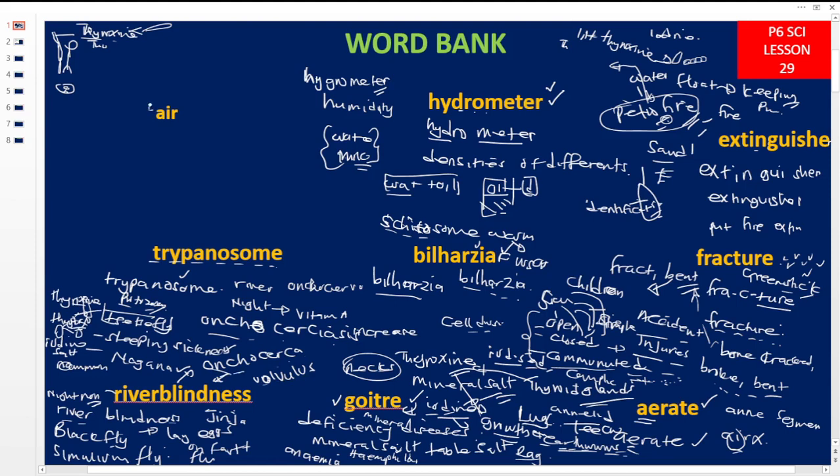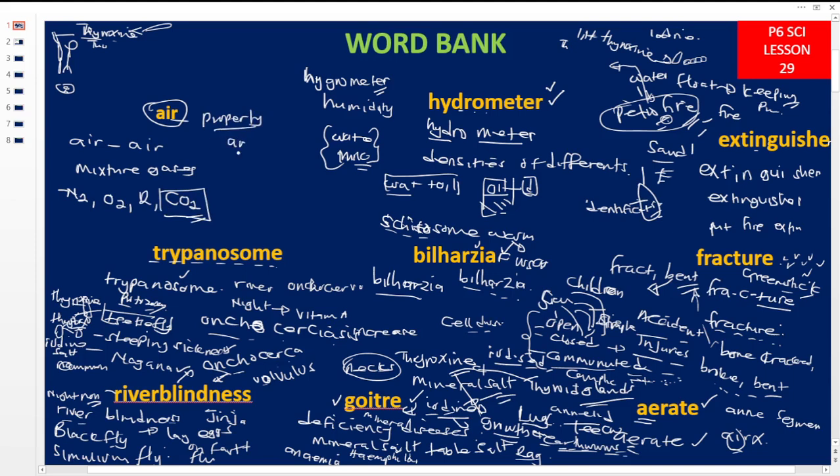Now lastly we have this one. What's that one? A three-letter word that is read as air. Now what is air? Air is a mixture of gases. What are those gases? We have nitrogen, oxygen, rare gases, and carbon dioxide. And this air has its properties: it has weight, it occupies space, it exerts pressure.